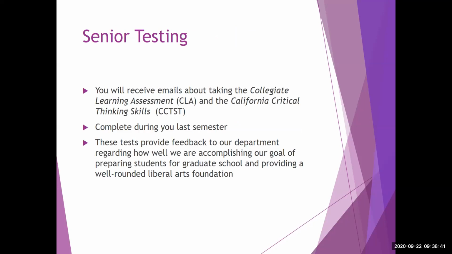In order to graduate, you also must complete senior testing. At some point, once you have earned, I believe it might be 90 credit hours, you will start to receive emails about taking the CLA or the CCTST. You need to complete those during your last semester on campus. So if you start receiving these as a sophomore or junior, you can ignore those up until your last semester on campus. And at that point, you are then going to schedule to take these exams.